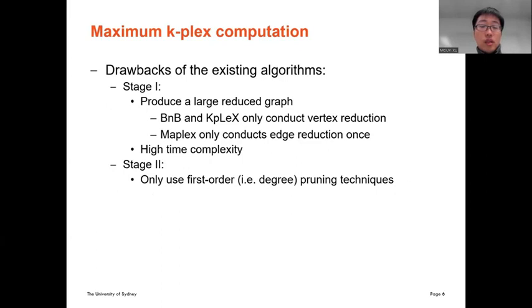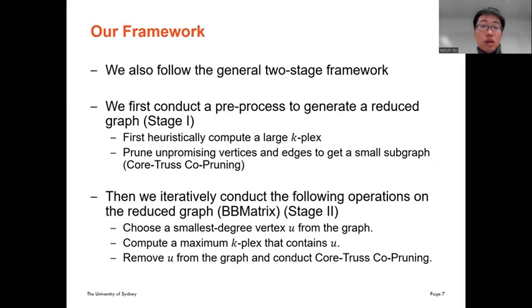In stage 1, they produce a large reduced graph because both BnB and KPlex only conduct vertex reduction, and Maplex only conducts edge reduction once, and they all have high time complexity. And in stage 2, all 3 algorithms only use first-order pruning techniques. So to deal with these drawbacks, we design our own framework, which also follows the general 2-stage framework.